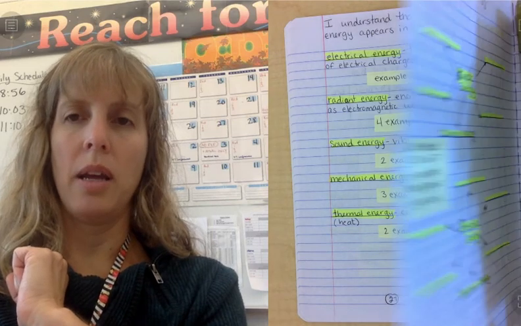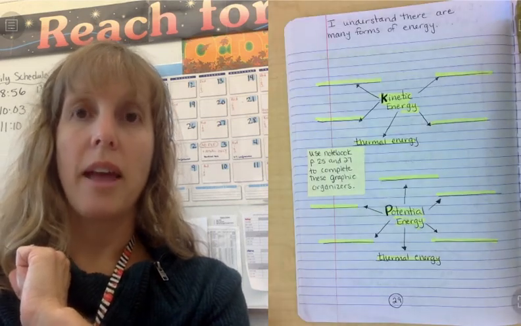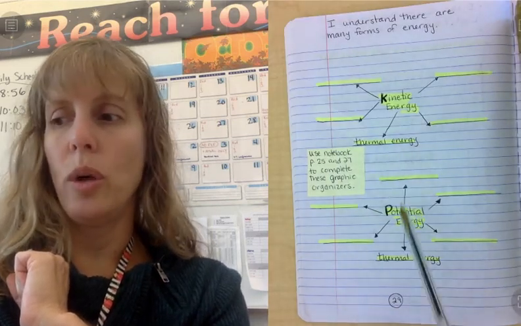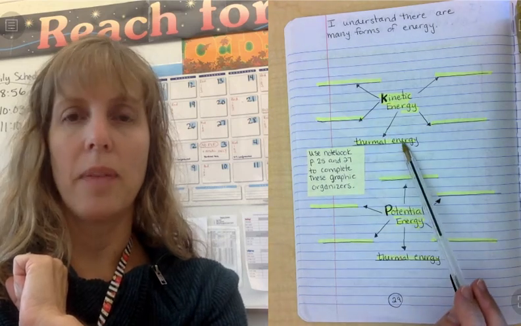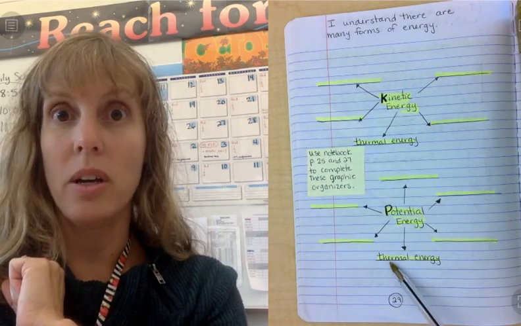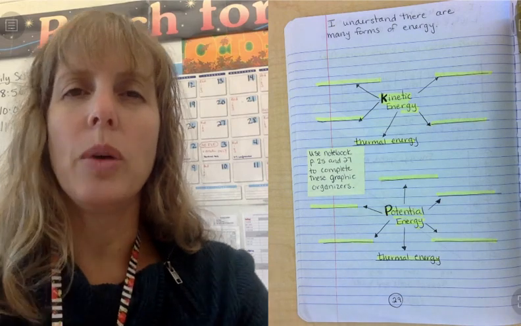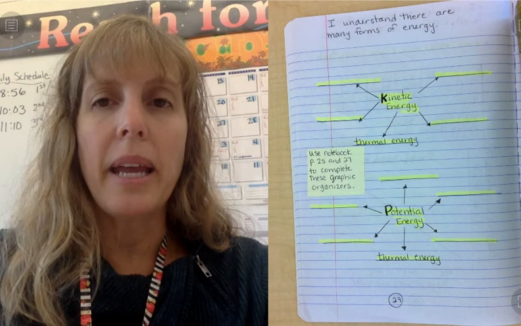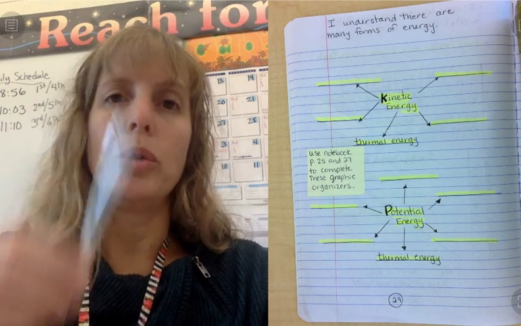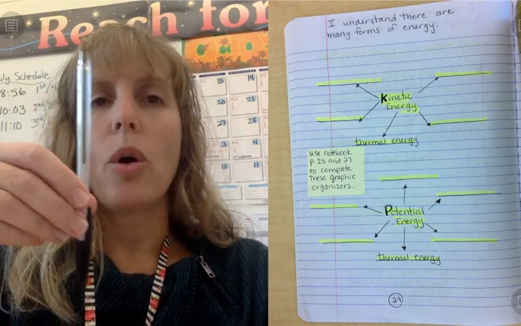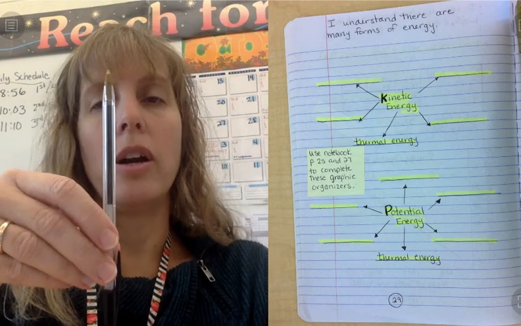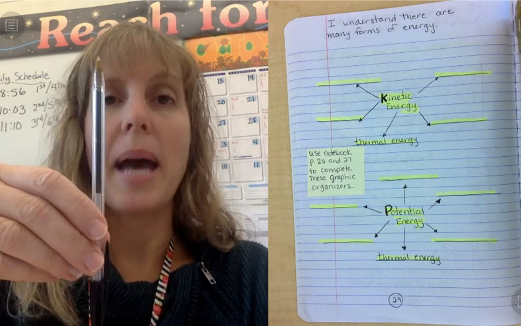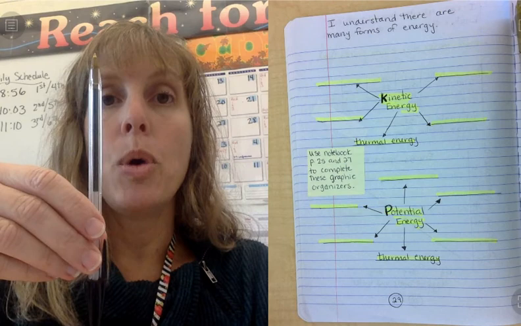Uh-oh, you say. Maybe you already caught this. Thermal energy is in two places, in kinetic energy and potential energy. Let me offer you an explanation for that. To explain that, I'm just going to use my pen. My pen has thermal energy because the molecules in my pen are moving.